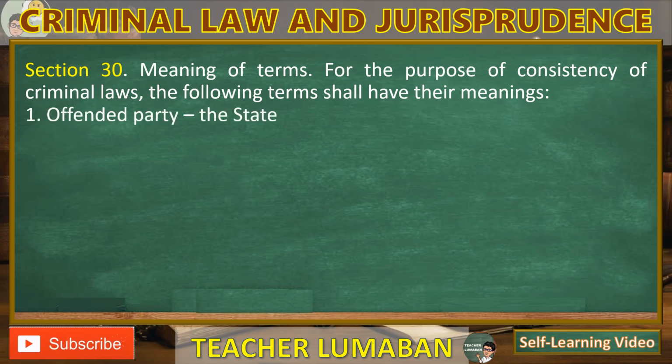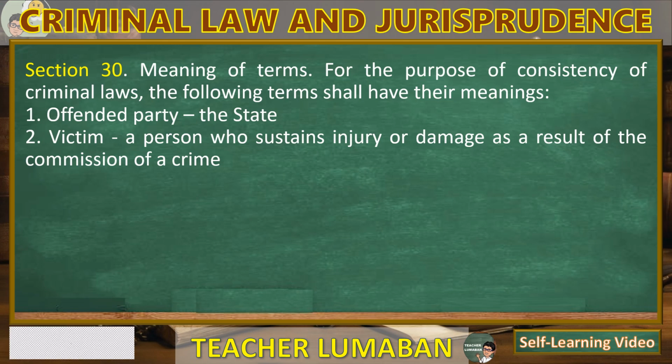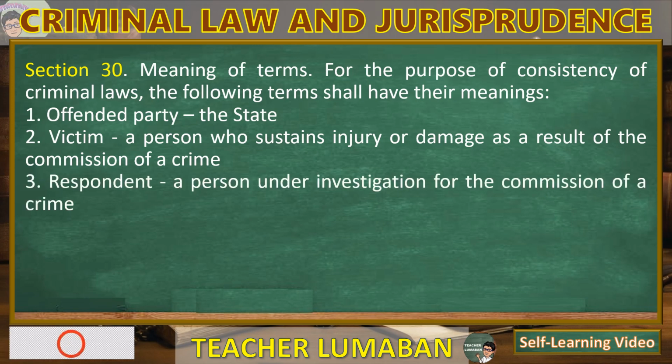Isa. Offended party the state. Nasaktan na partido ang estado. 2. Victim a person who sustains injury or damage as a result of the commission of a crime. Biktima isang tao na nagtamo ng pinsala o pinsala bilang resulta ng paggawa ng isang krimen. 3. Respondent a person under investigation for the commission of a crime. Respondent isang taong nasa ilalim ng investigasyon para sa paggawa ng isang krimen.